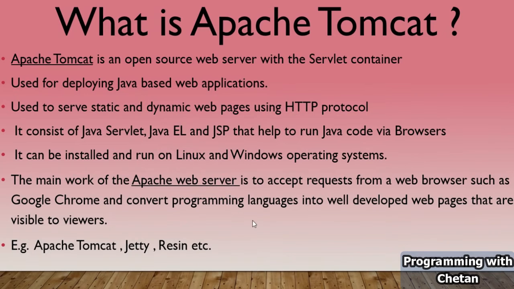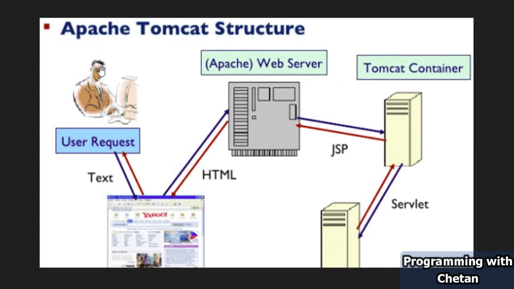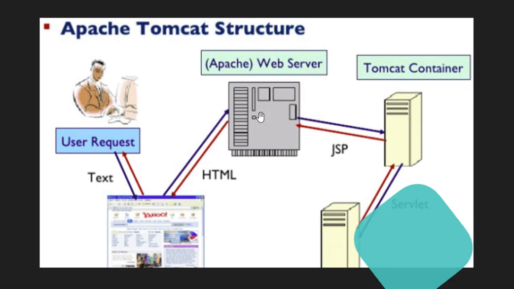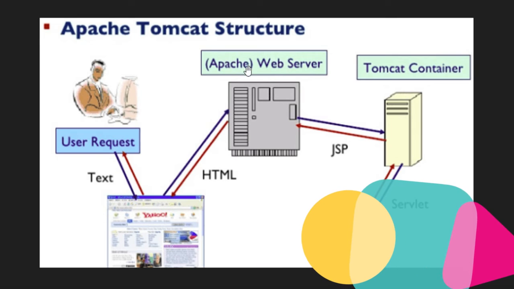Now let's try to understand Apache Tomcat with the help of a diagram. Okay, so here you can see that we have a browser. It can be Google Chrome. Okay, and the user is sending the request. Suppose I am searching for Apache Tomcat, that is, what is Apache Tomcat? So this browser is sending the request to the web server. Okay, and in our case it is Apache. Okay, now this request can be for static content or it can be for dynamic content.